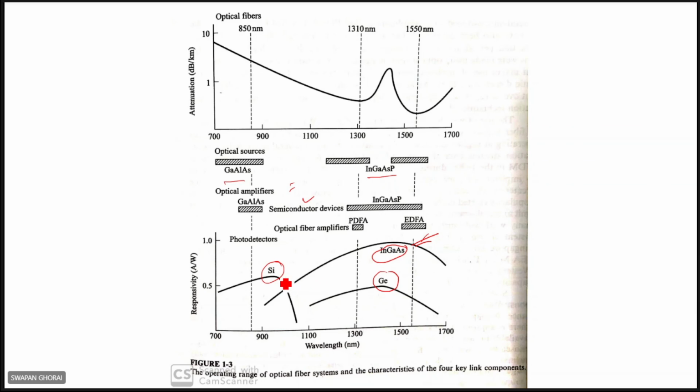Similarly, silicon's response is limited. It can be used up to about 1.0 micron because of its band gap, right? The cutoff wavelength is limited to the 1.1 micron region. Up to this you can use it. So at 1550 nanometers, silicon cannot be used. At that time you can use either germanium or indium gallium arsenide. So different materials are there for different wavelength regions.